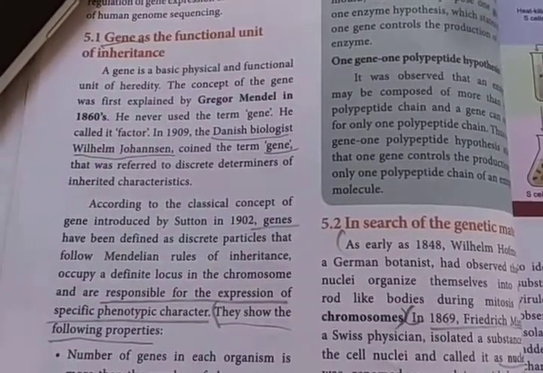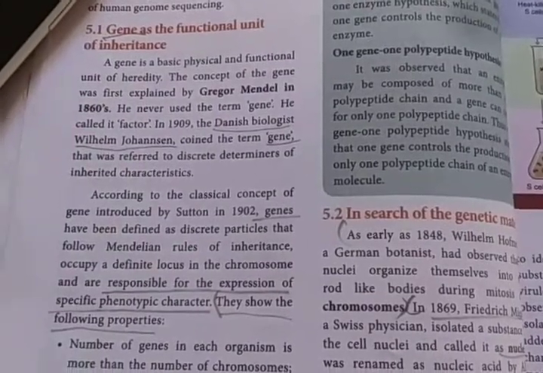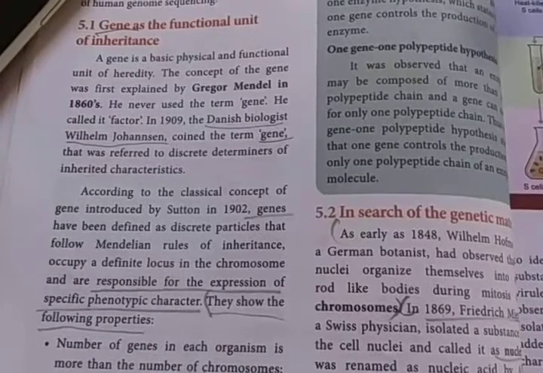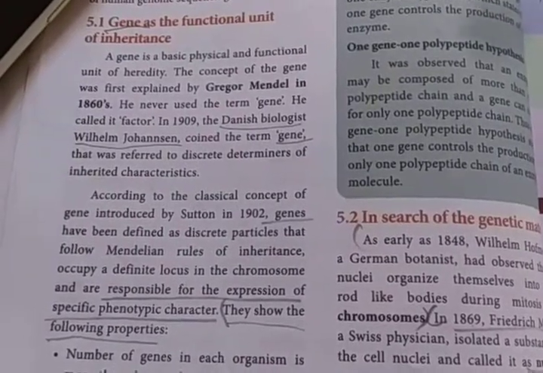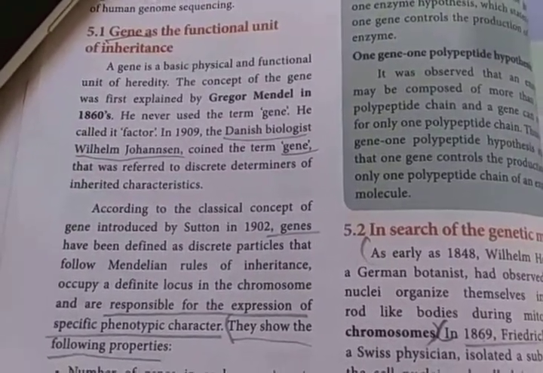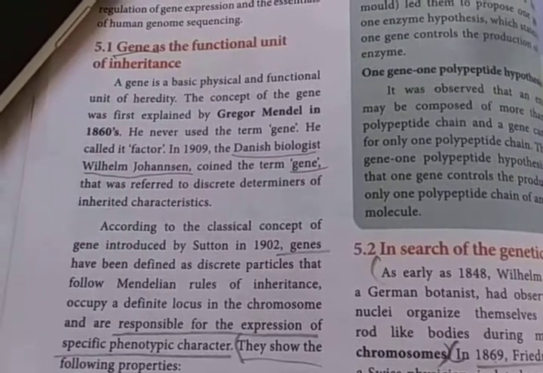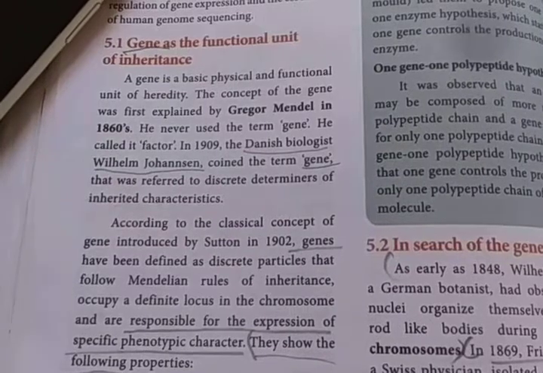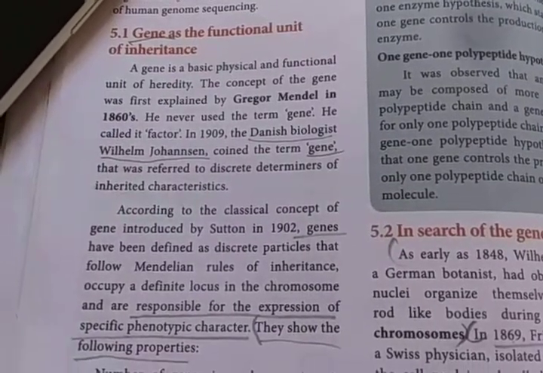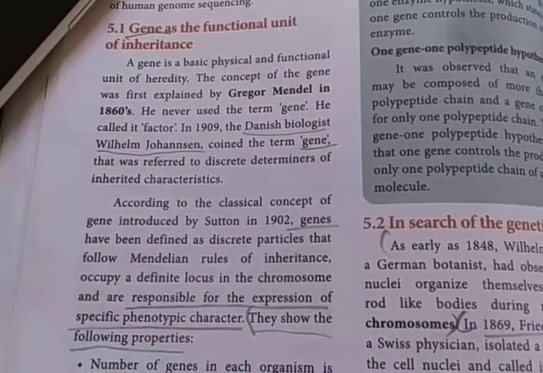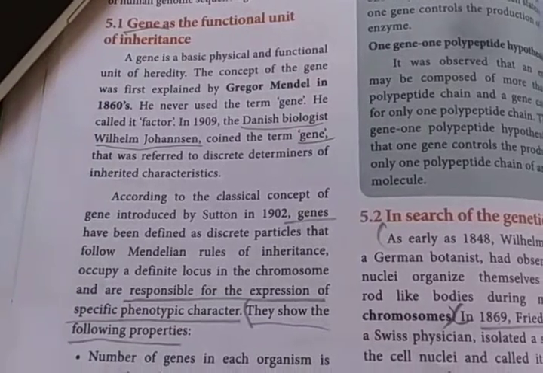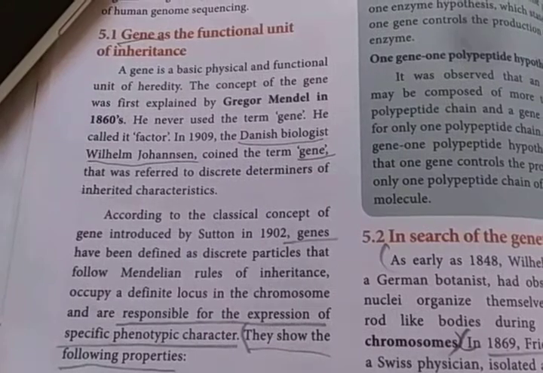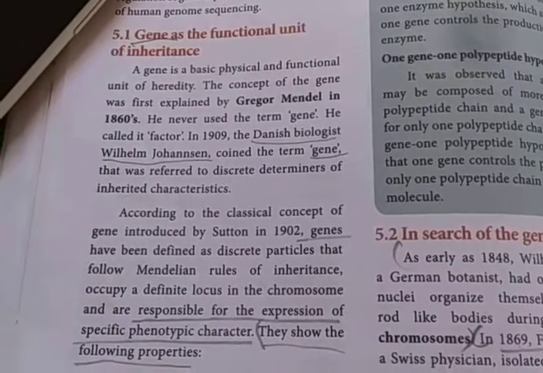But he didn't use the term gene. He used only the word factor. A factor is responsible for expressing the hereditary character. Then in the year 1909, a Danish biologist, Wilhelm Johansen, coined the term gene.